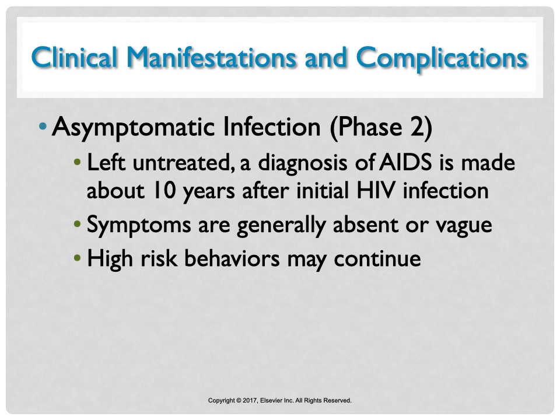In phase 2, if left untreated, a diagnosis of AIDS is made after about 10 years from the initial HIV infection. The symptoms are generally absent or they're just very vague. And often people will continue to participate in high-risk behaviors. And so during this time period, people may not realize that they are HIV positive.